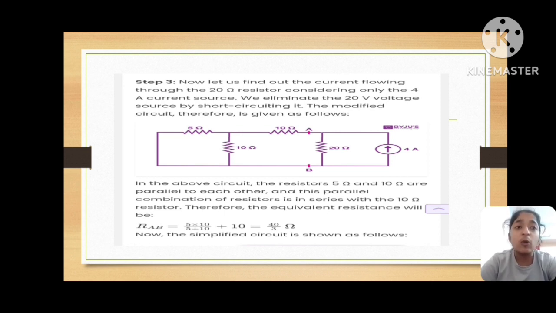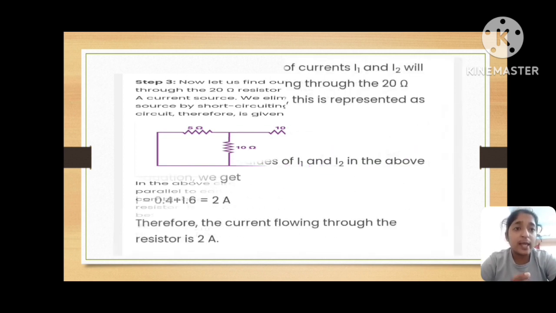The resistors of 5 ohm and 10 ohm are parallel to each other. The parallel combination is in series with a 10 ohm resistor. Therefore, the equivalent resistance, what we have as the formula when it is parallel, is R1 into R2 divided by R1 plus R2, or RA into RB by RA plus RB. RAB is equal to 5 into 10 by 5 plus 10, which is equal to 10 by 3. Now the simplified circuit is as shown.